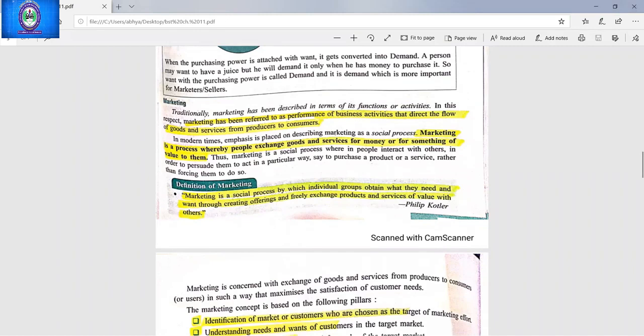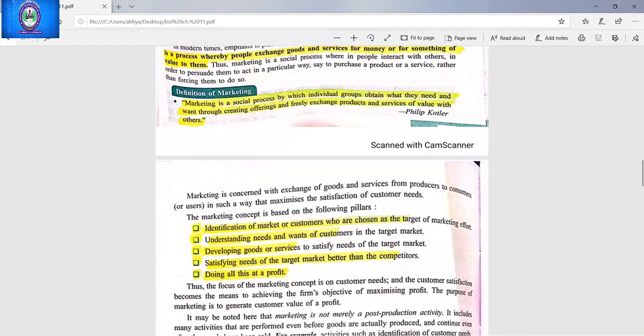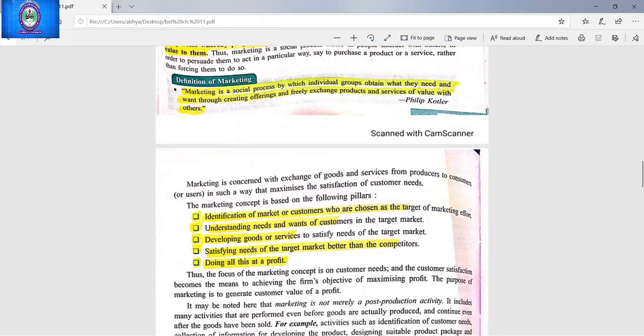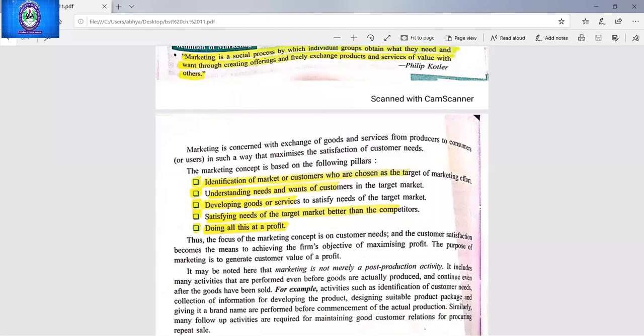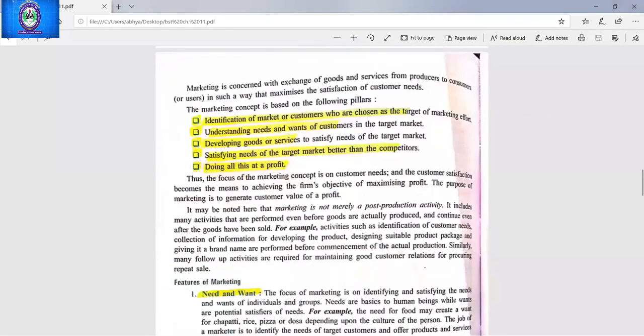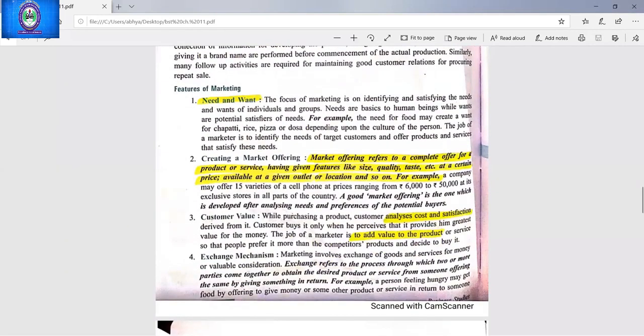This definition itself will give you the features of marketing. That's why I'm telling you that you have to read this definition. Now I will explain it with the help of different headings. So next is the features of marketing, or we can say the pillars of the marketing concept. So write down the features of marketing. First feature: marketing is a social process.